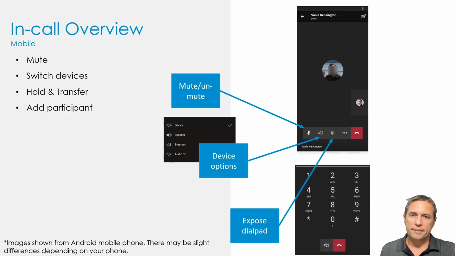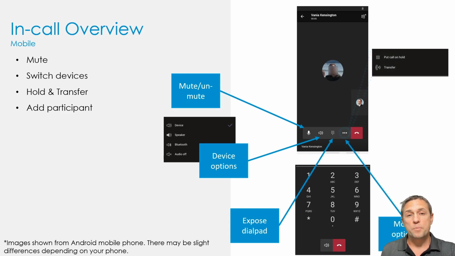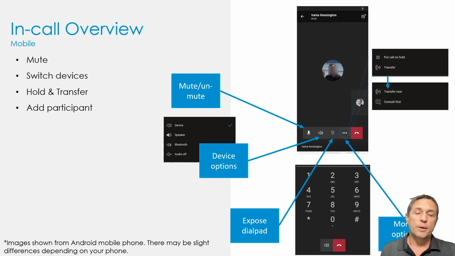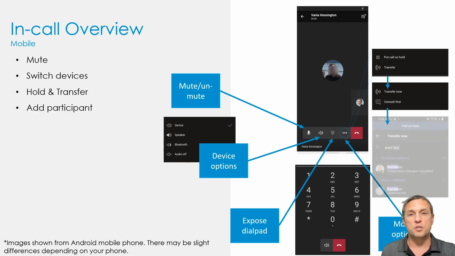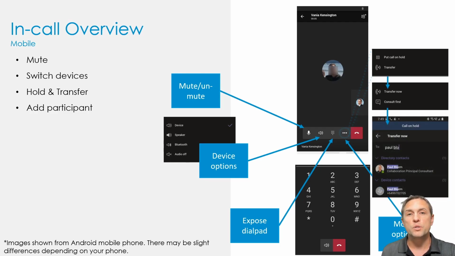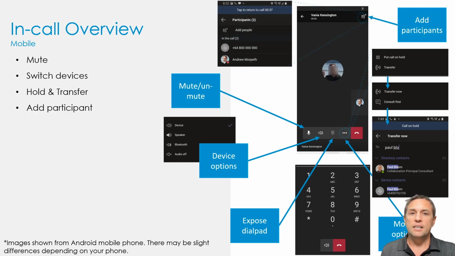We have the dial pad, again. We've got the more options menu. We have the hold and the transfer options. We can transfer directly or consult like we can in the desktop, and that's going to just bring up this search window where we can find the person or type the number that we want to call. We can manage participants. Again, we can search for the person or type in the number to add them to the call.